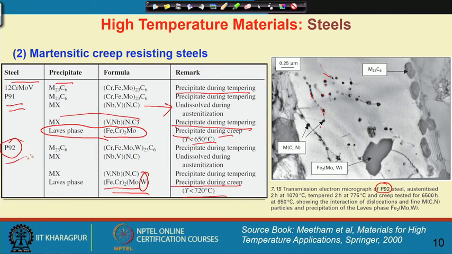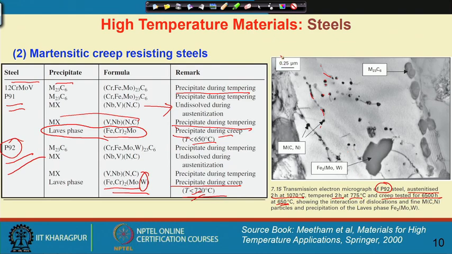this is a steel after use, a P92 grade steel, which has been austenitized. This is the heat treatment schedule I am talking about: 1000 degrees centigrade, tempered for 2 hours at 775. So, we should expect some Laves phase inside, and it has been creep tested for 6500 hours at 650 degrees centigrade, and then you see this microstructure.